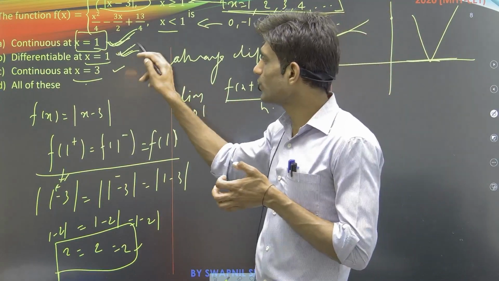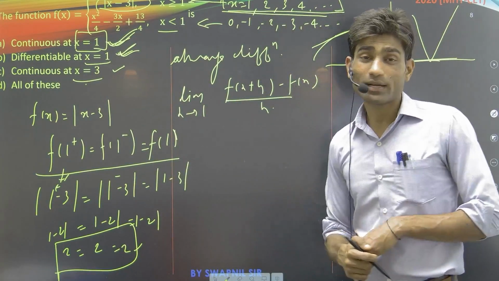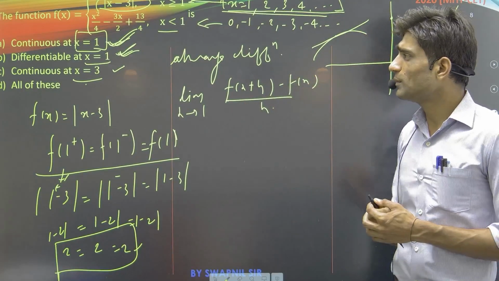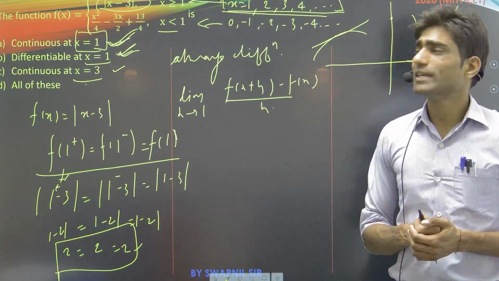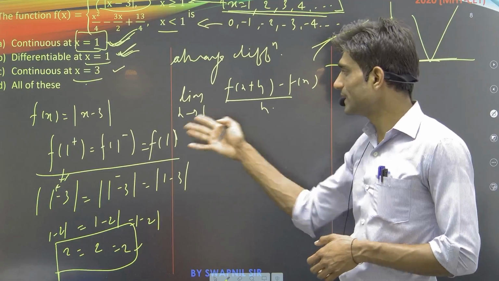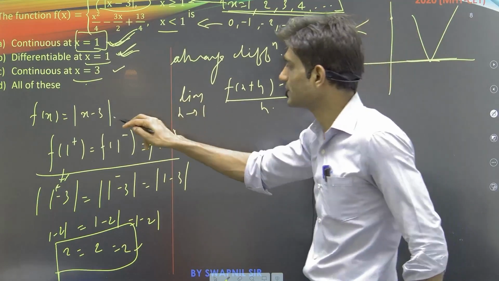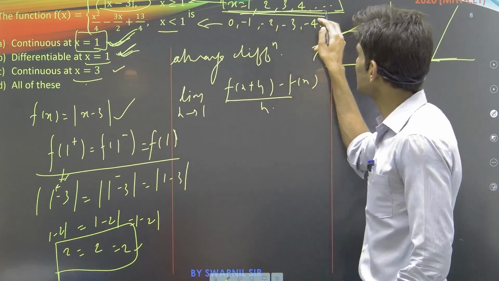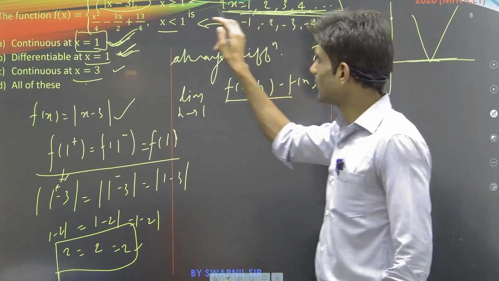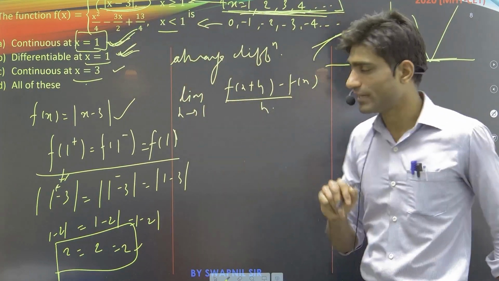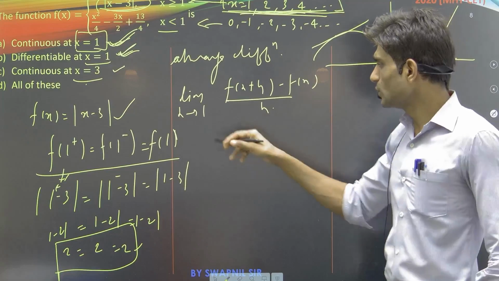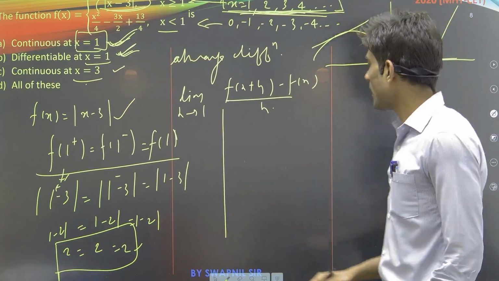So that's it for the next option, option B is coming true here. Let's go for option C: the function is continuous at x equal to 3. That means the same condition we have to apply for this function, modulus of x minus 3, at x equal to 3. Let's prove it out here.